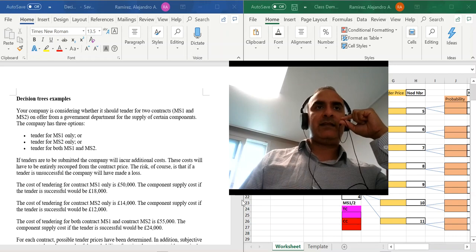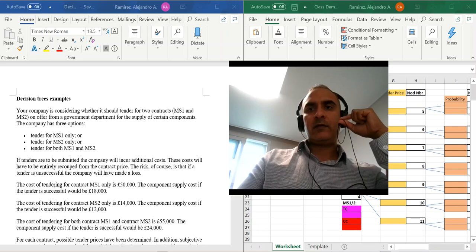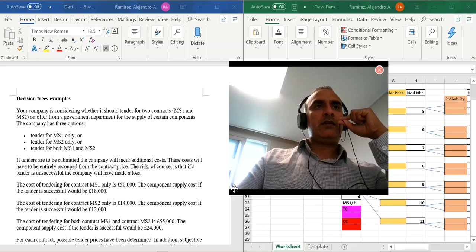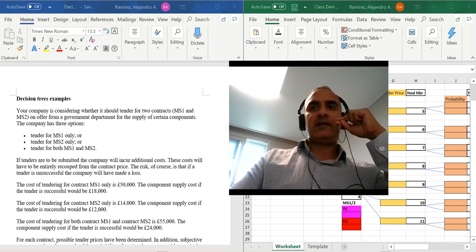So in this case, like I said, this company is talking about the different tenders we have. Give me 1 second.